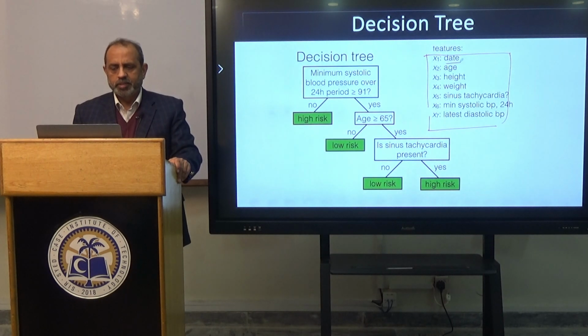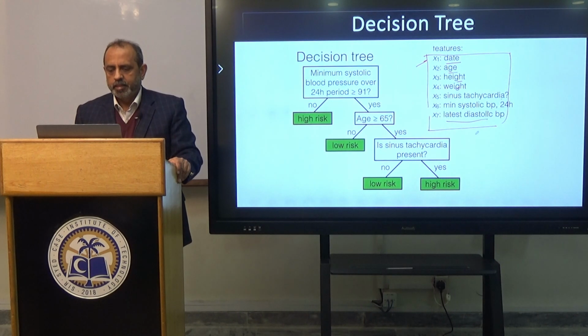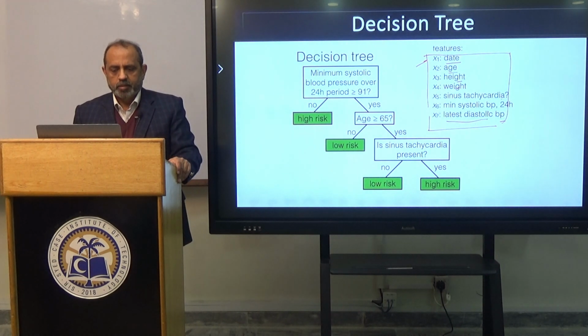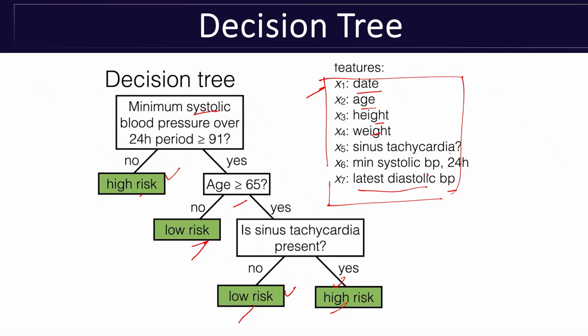So all these are the variables: x1 the date on which you go to see a doctor, your age, your height, your weight, whether you have sinus tachycardia, minimum systolic blood pressure, your latest minimum diastolic blood pressure, and all these features. And then you find out that you have high risk of heart attack if you have minimum systolic blood pressure of this, and if your age is greater than 60, still, sorry, low risk, but if this, then you have high risk and low risk.